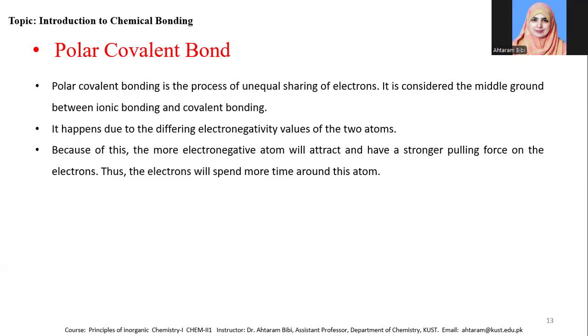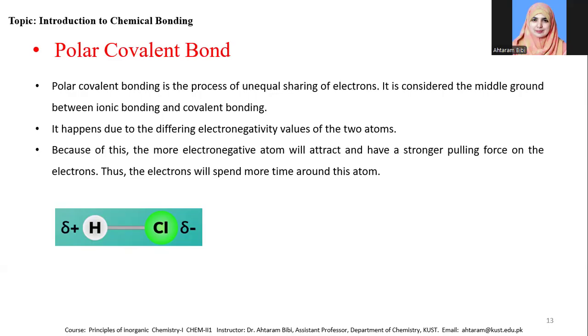Because of the different electronegativity values, the more electronegative atom will attract the shared pair of electrons with a stronger pulling force. Thus, the electrons will spend more time around the more electronegative atom. For example, we can see here the hydrochloric acid molecule. In this case, the shared pair of electrons is attracted by the chlorine atom. Therefore, chlorine has a partial negative charge and hydrogen has a partial positive charge. So this is a polar covalent bond.